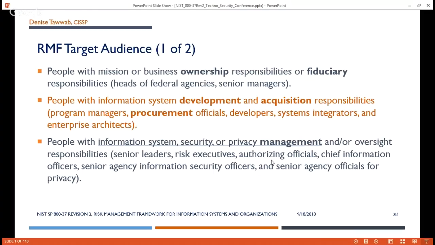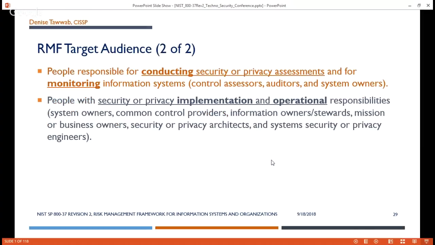And then people with information security, system security or privacy management and or oversight responsibilities. That's going to be your senior leaders, your risk executives, your authorizing officials, the chief information officers, senior agency information security officers, and your senior agency officials for privacy. In the private sector, that would be whoever is in charge of privacy and whoever is in charge of security.